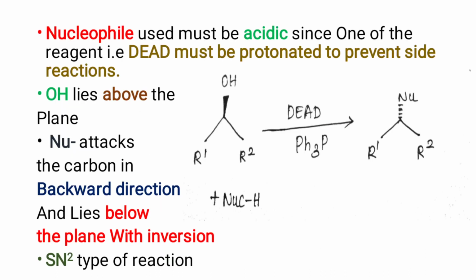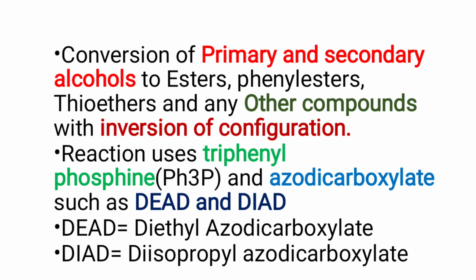The reagents used for this conversion are DEAD and triphenylphosphine. Instead of DEAD, DIAD can also be used. DEAD means diethyl azodicarboxylate, and DIAD means diisopropyl azodicarboxylate.